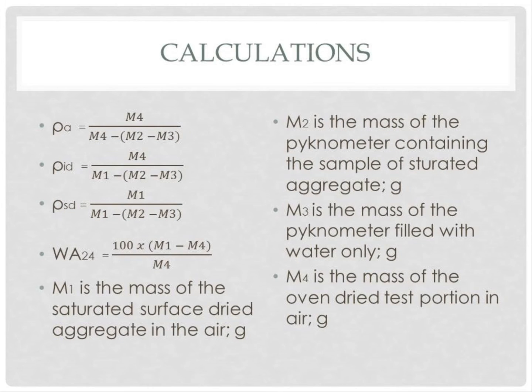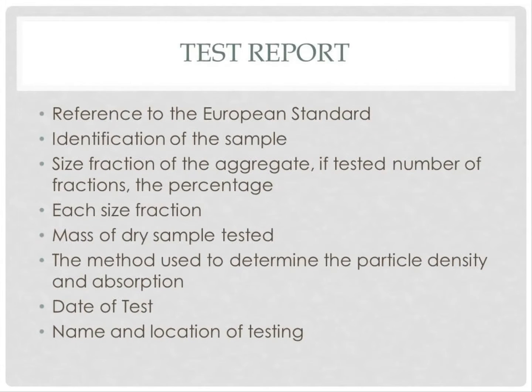Calculations which need to be carried out are outlined in the formulas illustrated. Finally, the test report that must be documented must include reference to the standard, identification of the sample, size fraction of the aggregate, if tested, number of fractions and the percentage of each test fraction, mass of dry samples tested, the method used to determine the particle density and absorption, date of the test, name and location of the testing.